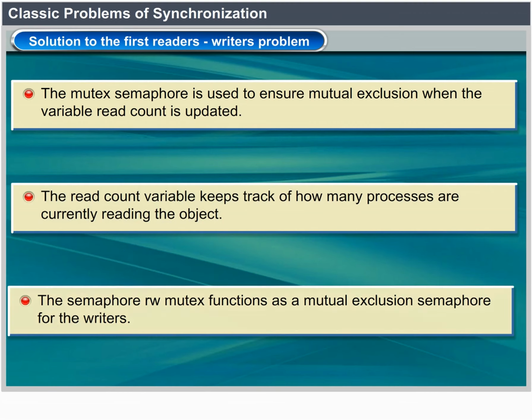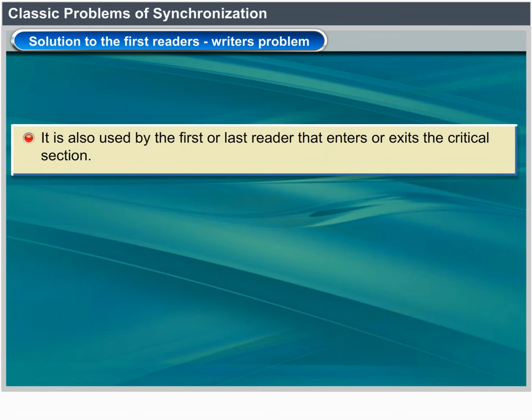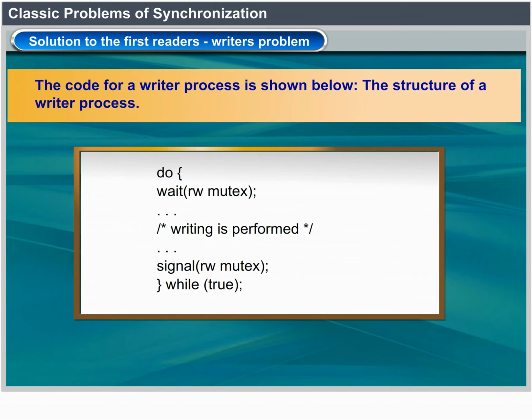The semaphore rw_mutex functions as a mutual exclusion semaphore for the writers. It is also used by the first or last reader that enters or exits the critical section. It is not used by readers who enter or exit while other readers are in their critical sections. The code for a writer process is shown below. The structure of a writer process.